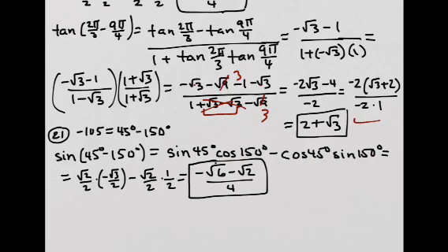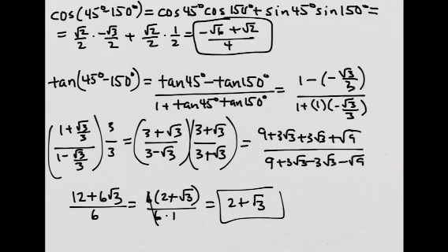And then again, just like all the ones before, you evaluate each of these. And here are the 4 values. And it's all from the unit circle. And so you just simplify these two, and this is what you get.